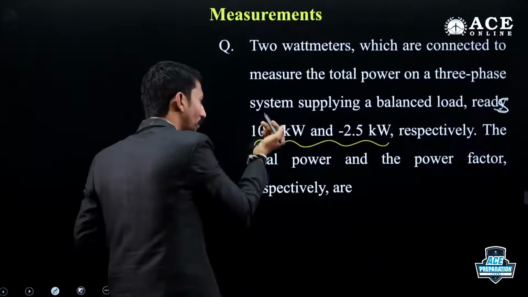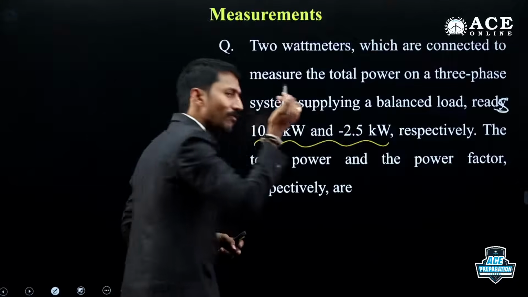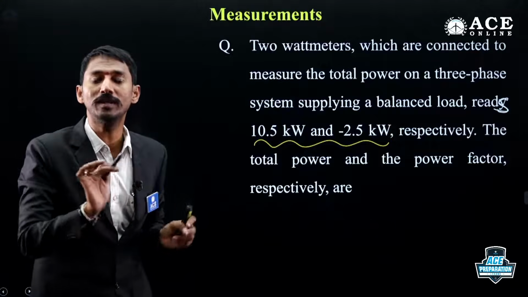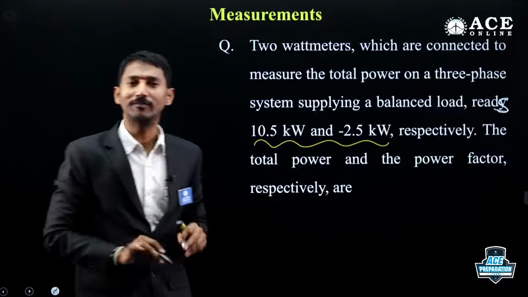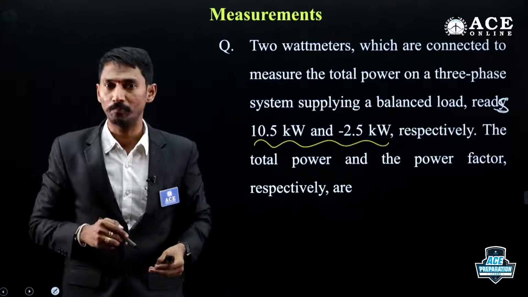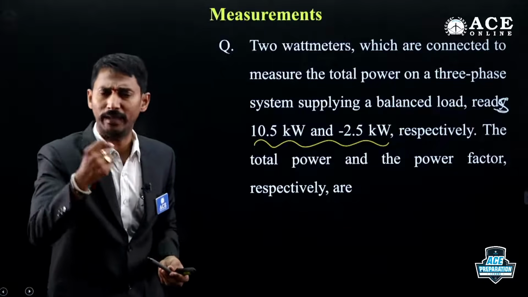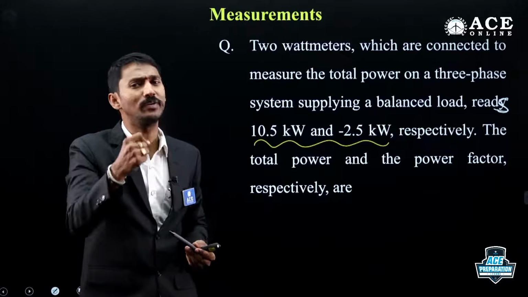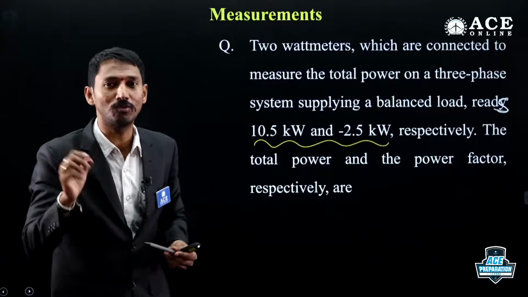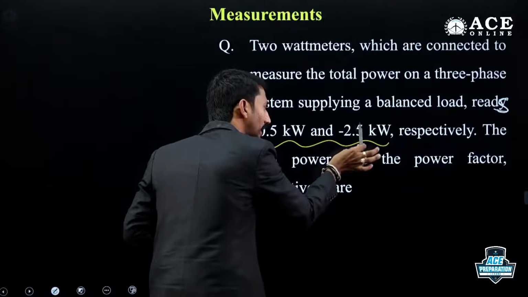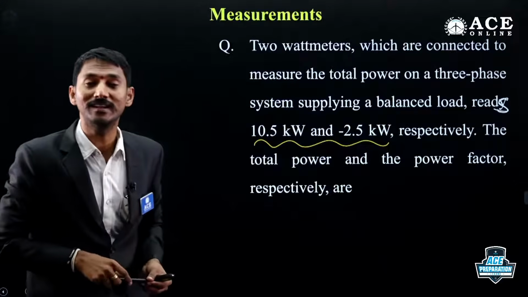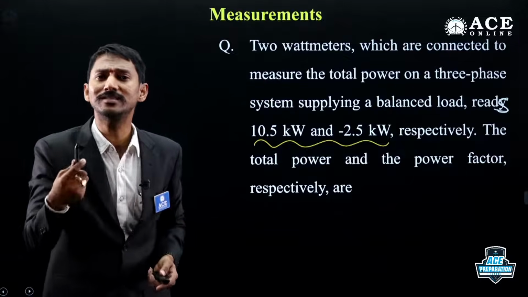Sir, very simple. W1 is there, W2 is there. What is the total power? W1 plus W2. 10.5 plus minus 2.5. Directly the answer is 8 kilo. But sir, don't take the pen and paper to calculate cos phi and so on. Not required. The logic is, sir, one of the wattmeter's reading is negative. At which condition? Power factor is less than 0.5.